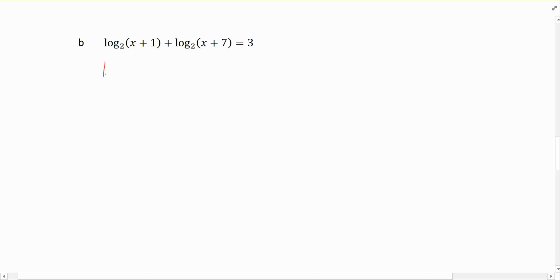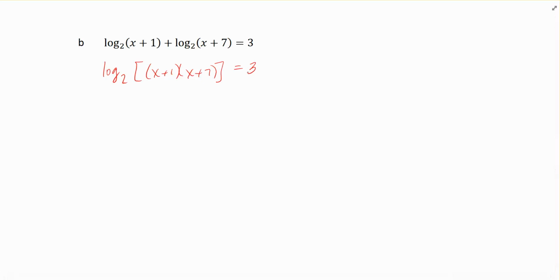So I have log base 2 of the first argument, x plus 1, times the second argument, x plus 7, and set that equal to 3. Again, I rewrote the left-hand side as a single log, and so now I'm able to rewrite this entire equation in its exponential form in order to get the variable x out of that hidden argument position. So the base here is 2 raised to the third power is equal to the argument, x plus 1 times x plus 7. And we go on from here.